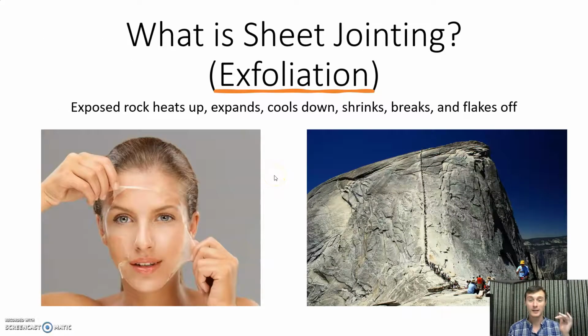So first, what is sheet jointing? Well, the best way to think of this is to think of exfoliating your skin. You have these layers that come off one by one, and as a result, you have taken little bits of skin physically away. Well, the same thing happens with rock. You imagine you have a big chunk of rock like this, exposed to the sun during the day, and it's heated so it expands, and then at night it contracts and cools, and as a result of this over and over, expanding, contracting, it slowly begins to shed in layers like this.